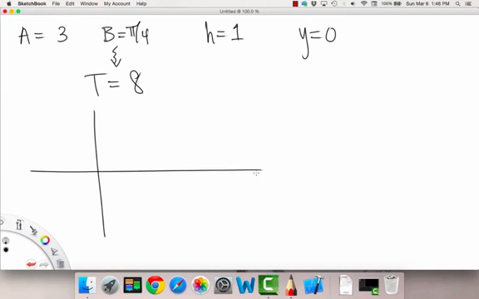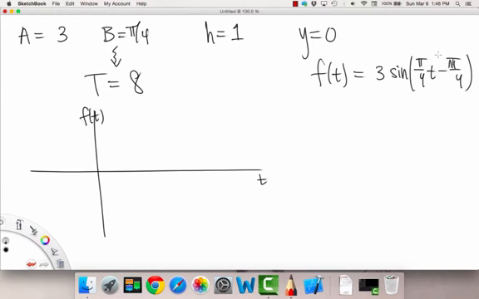So let's say we have something like this. We have our t-axis and our f of t. Okay? And then let me just write a refresher. So f of t is equal to 3 times sine of pi over 4 t minus pi over 4. So that's the equation we started with. That's how we got all of this information on the top row there. Okay, so let me just label some things.